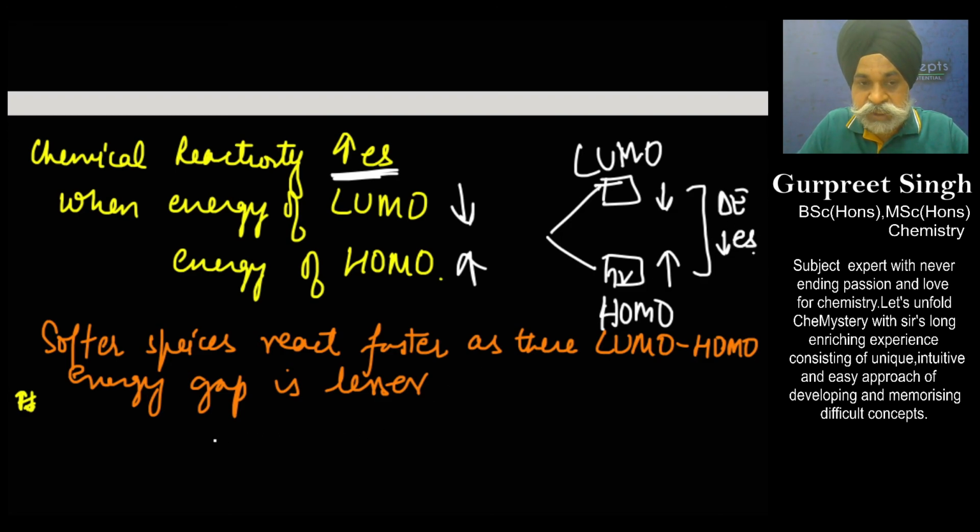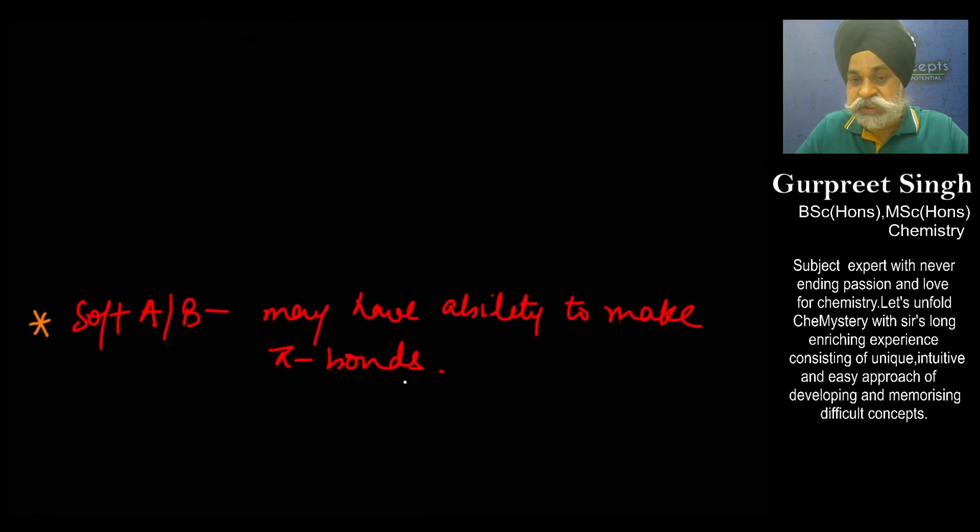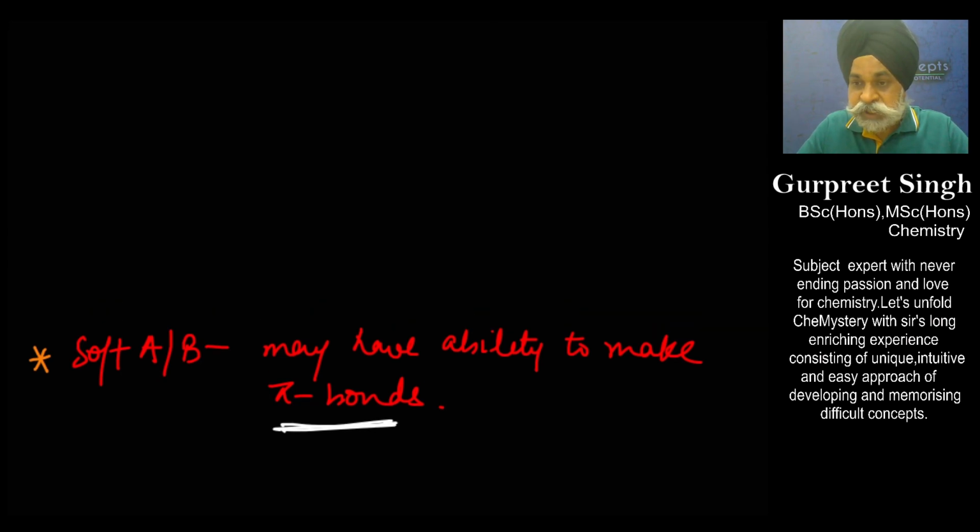So it is very interesting that soft species react faster because the energy difference between their LUMO and HOMO is lesser compared to their hard counterparts. The hard acid or hard base would have a greater difference, whereas the soft ones have a lesser energy difference, and because of that they react faster. This is also endorsed by the point that soft acids and bases have the ability to form pi bonds, which in a way also endorses that they have more reactivity speed. The speed with which they react would be faster as compared to the hard ones. So that is what you have to remember.